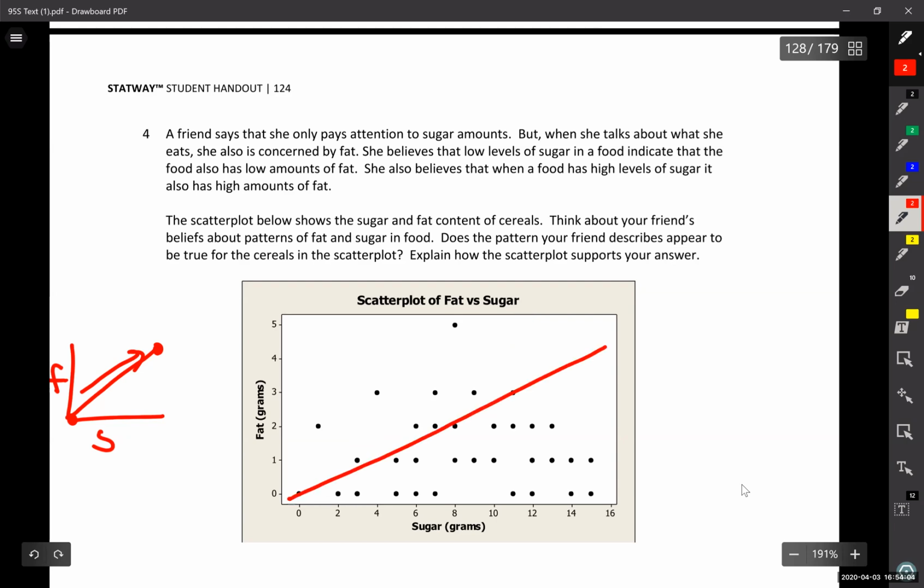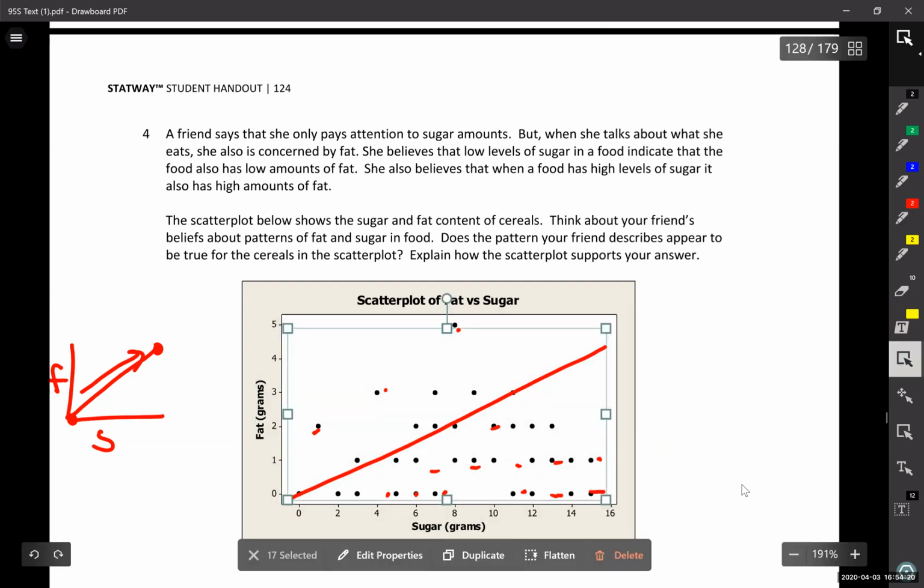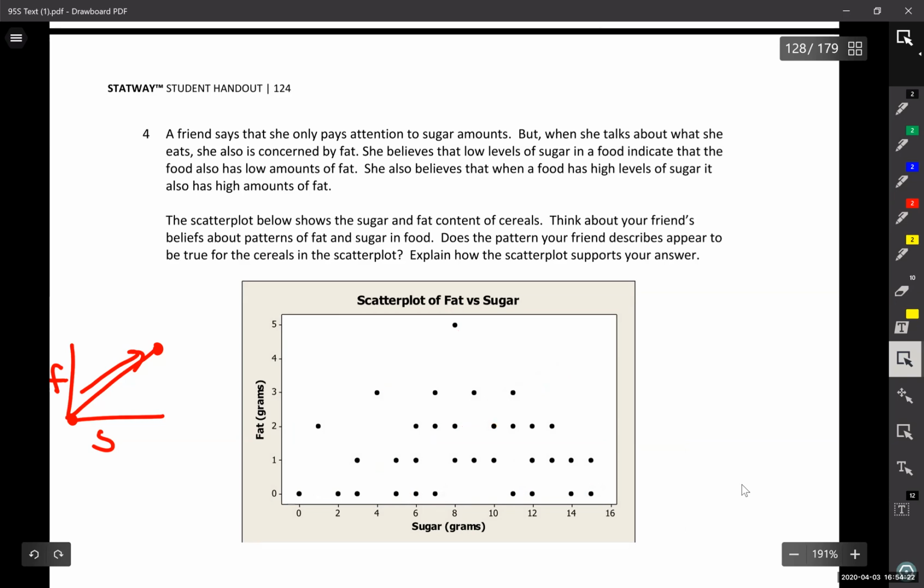No, that doesn't look anything like that line. I have so many dots, all these dots down here, and so many dots up here. It just looks like a whole bunch of dots all over the place. This looks more like my kids spilled pepper on the table. That's what it looks like. It does not look like any sort of straight line.